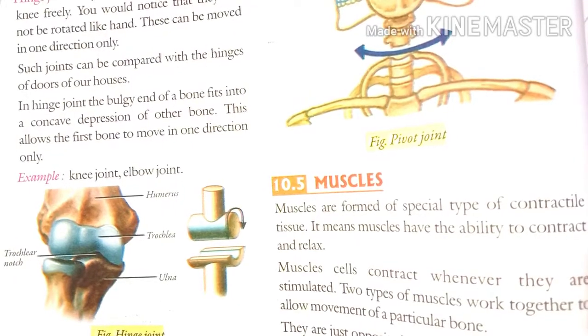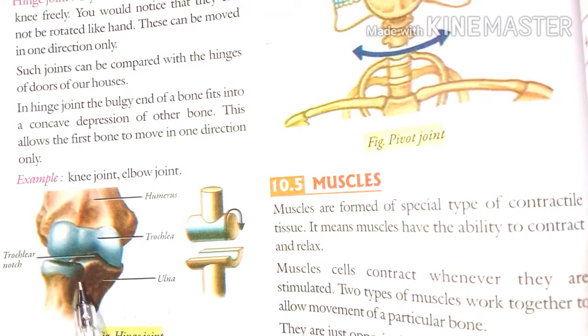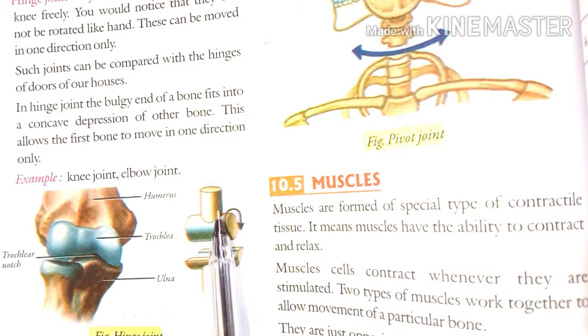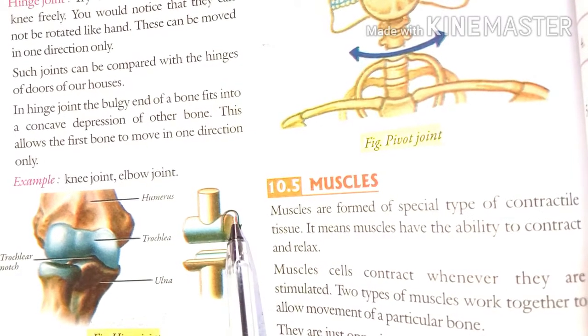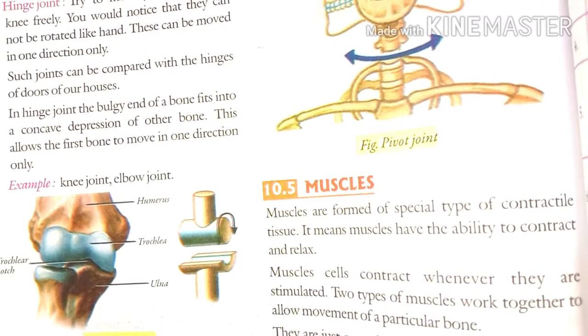As in the image of the knee and elbow joints, this is a knee joint. It is like a hinge, means it can rotate in this direction or this direction. This type of joint cannot rotate in 360 degrees. It can rotate less than 180 degrees. So these types of joints are called hinge joints.